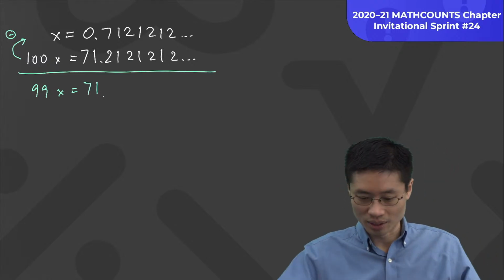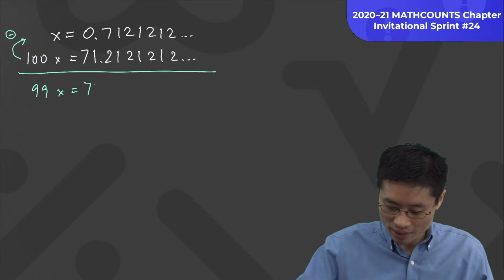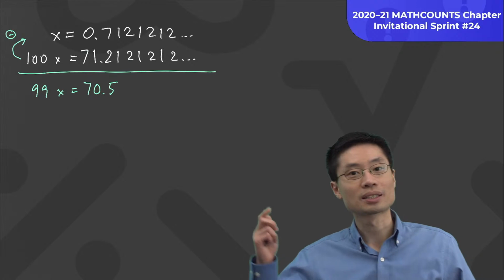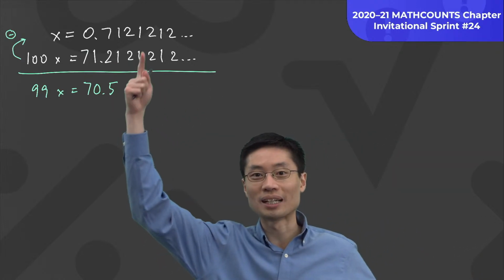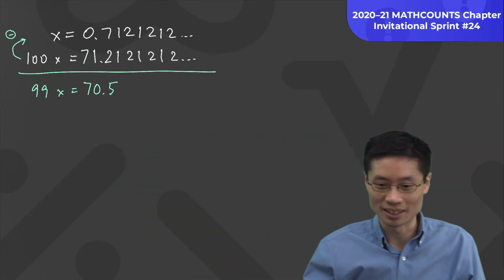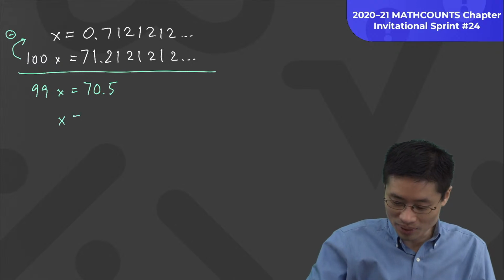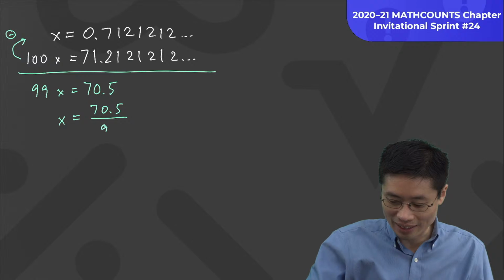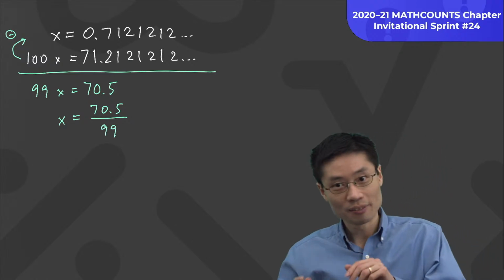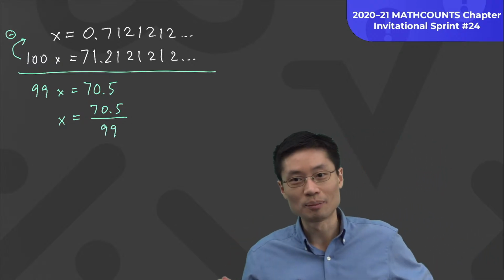Oh, what is this? No. When you subtract, you have to borrow. 70.5. Right? Because I just did the subtraction upside down. 12 minus 7 is 5. Borrow, I get 70. So I found out that x is equal to 70.5 divided by 99.